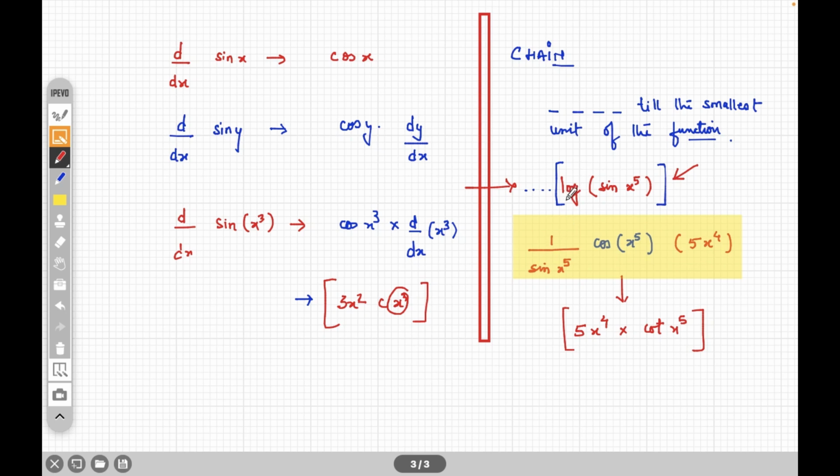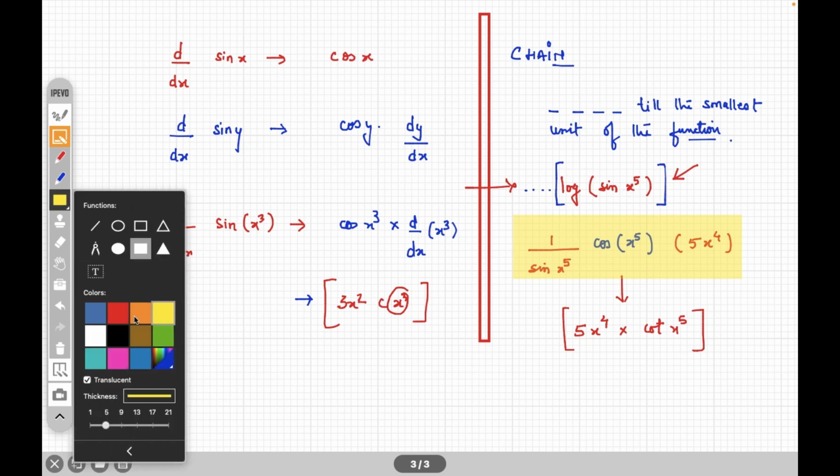Log has a nature: when differentiated, it becomes 1 upon whatever is inside. So what is inside log? Sin x raised to 5. So this should come as the first part. Yes or no?